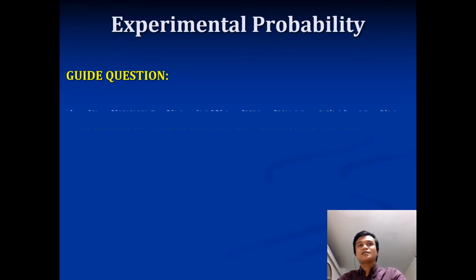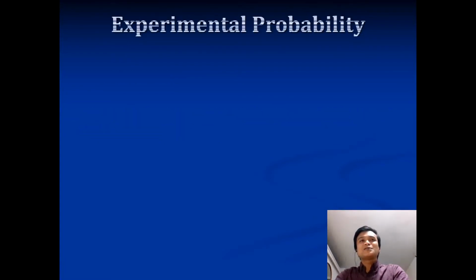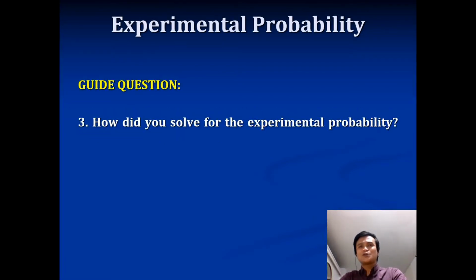Next question. In flipping the bottle 5 times, what is the experimental probability if the bottle stands twice? The experimental probability is 2 over 5. Very good. Another question: how did you solve for the experimental probability? How did you get it?